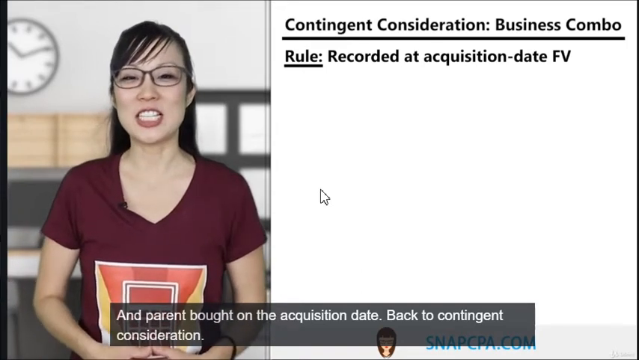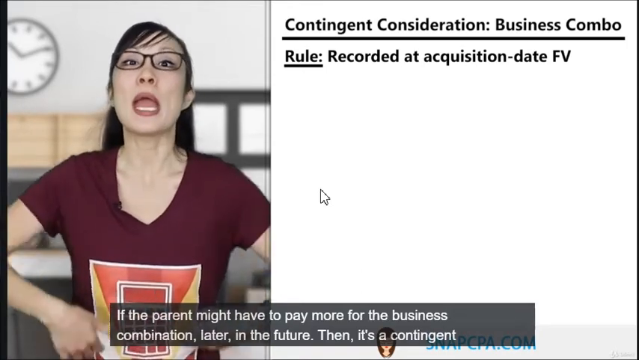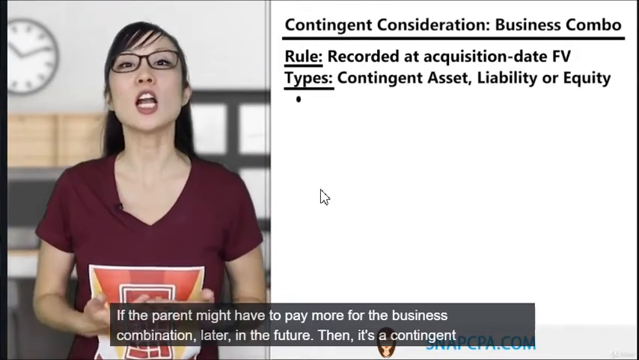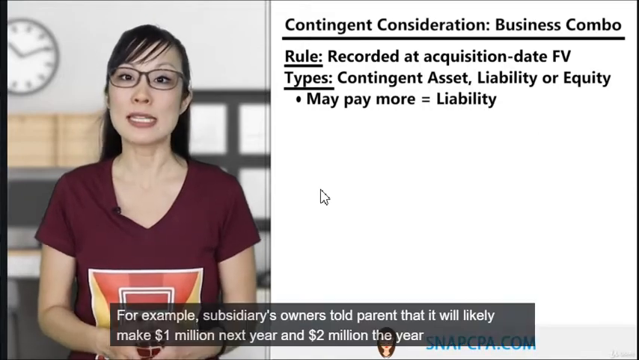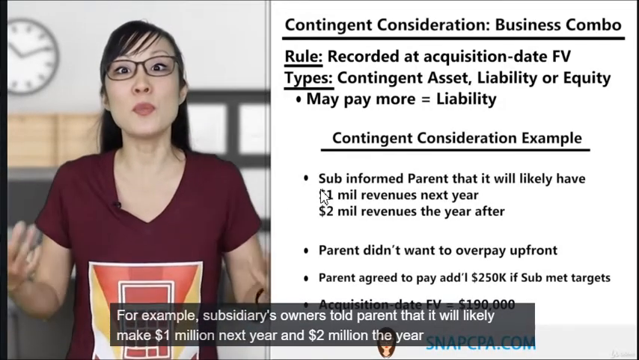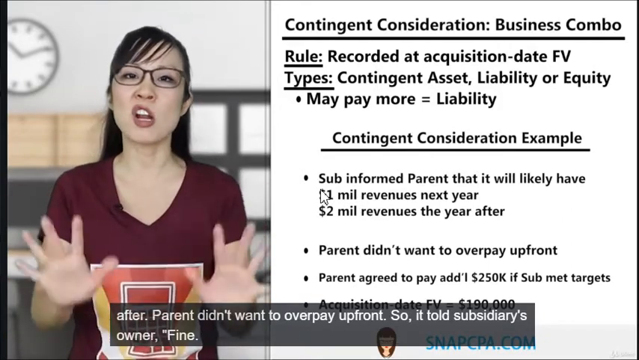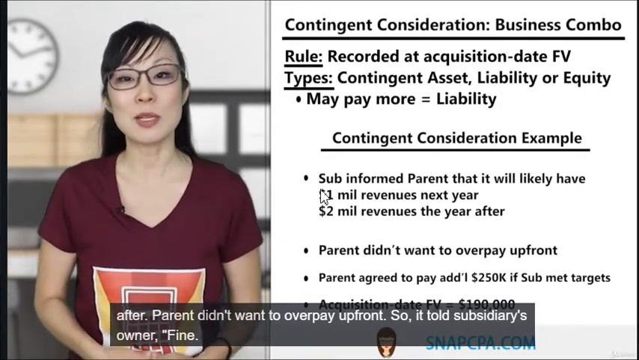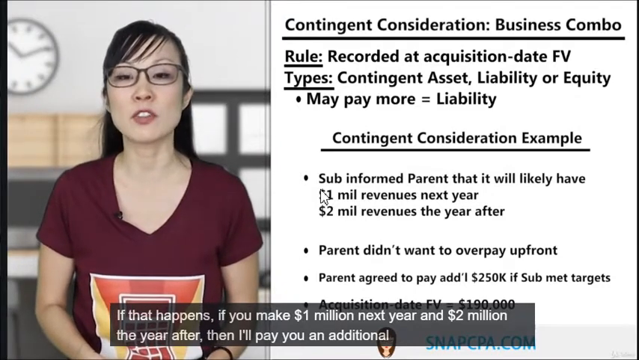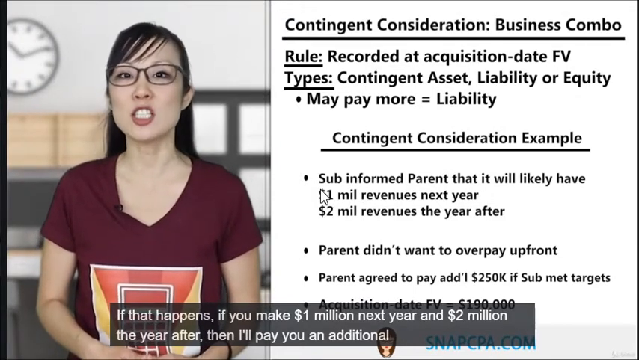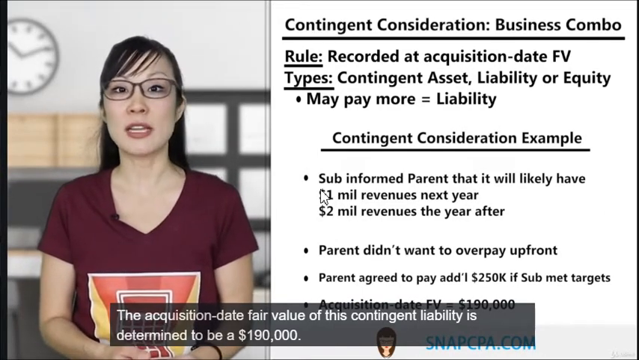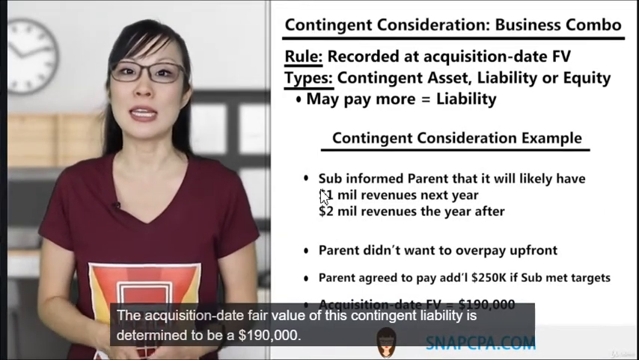Back to contingent consideration. If the parent might have to pay more for the business combination later in the future, it's a contingent liability. For example, sub's owners told parent that it'll likely make $1 million next year and $2 million the year after. Parent didn't want to overpay up front, so it told sub's owner, fine, if you make $1 million next year and $2 million the year after, then I'll pay you an additional $250,000. The acquisition date fair value of this contingent liability is determined to be $190,000.